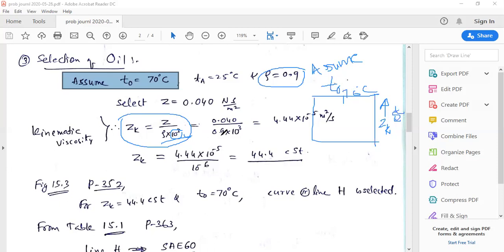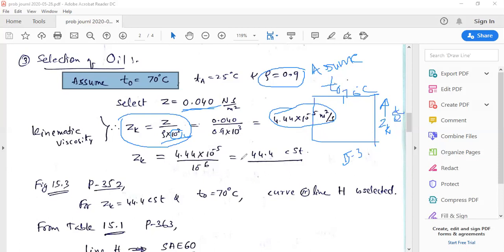So the value of Zk that we get here is 4.44 into 10 raised to minus 5 meter square per second. What is Z? Z is noted from the first step itself, which is a recommended value, 0.040 Newton second per meter square. So 4.44 into 10 raised to minus 5 meter square per second is the value we got for the kinematic viscosity. Why is this kinematic viscosity to be calculated here? To refer to figure number 15.3 to know the name of the oil.